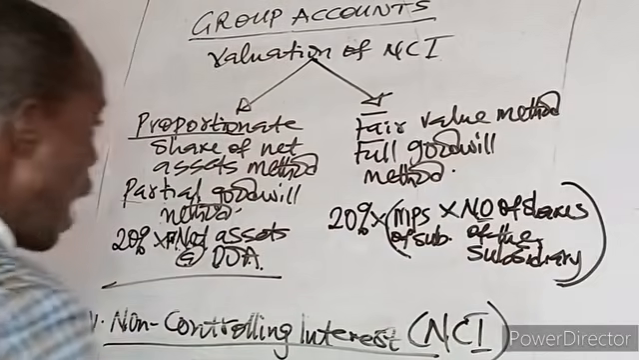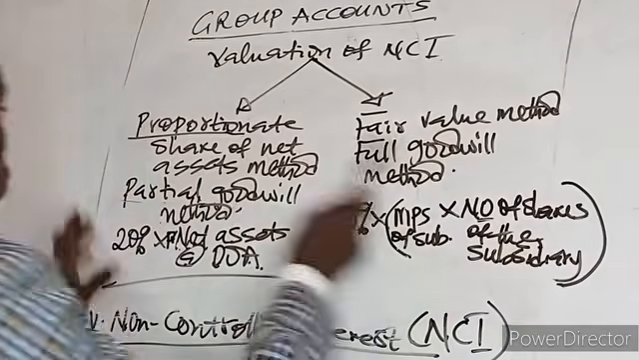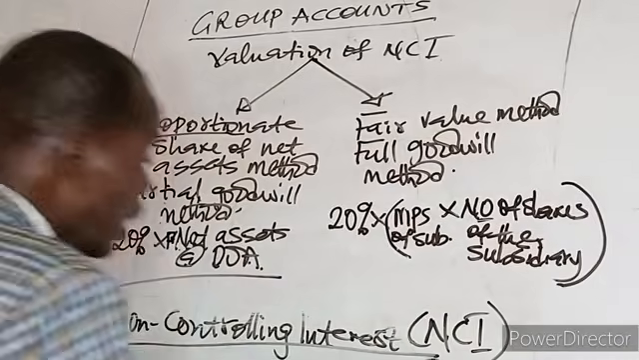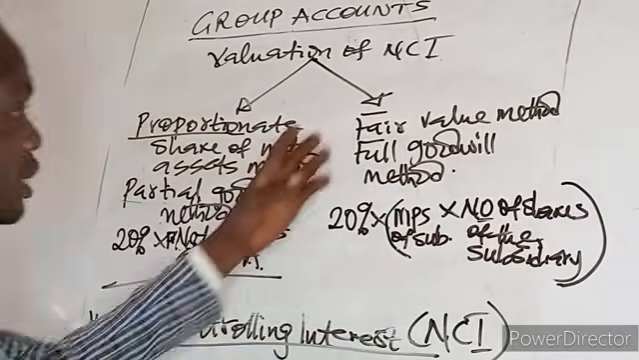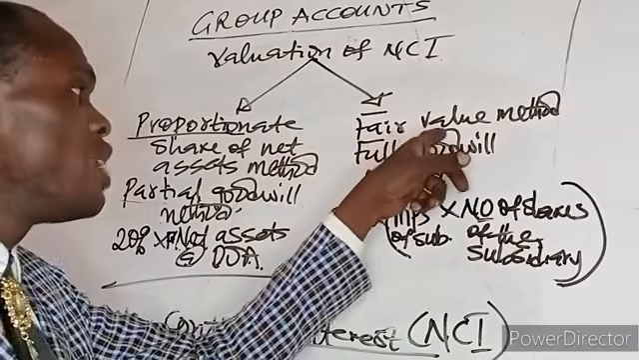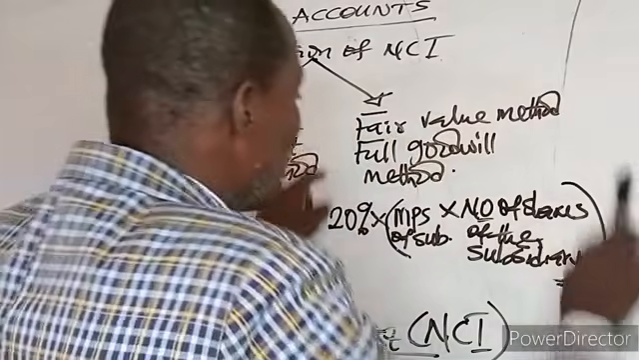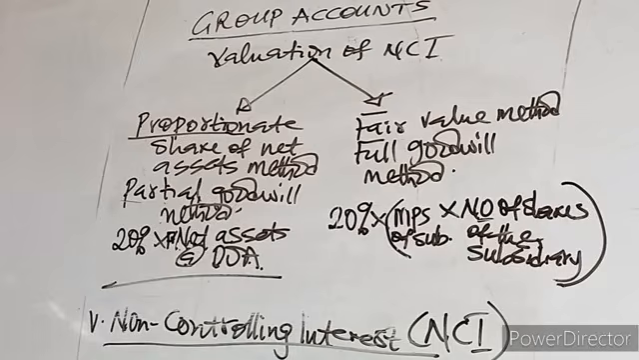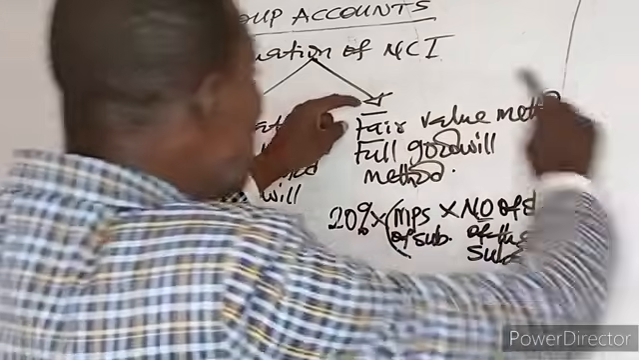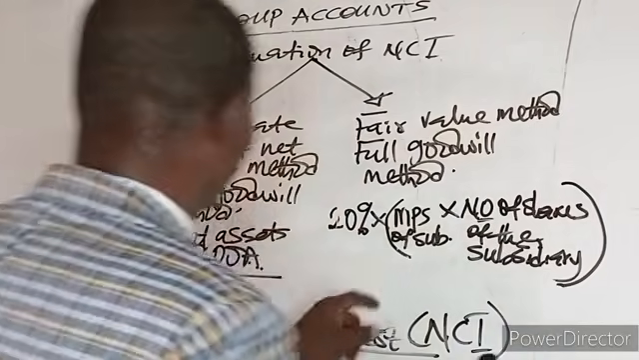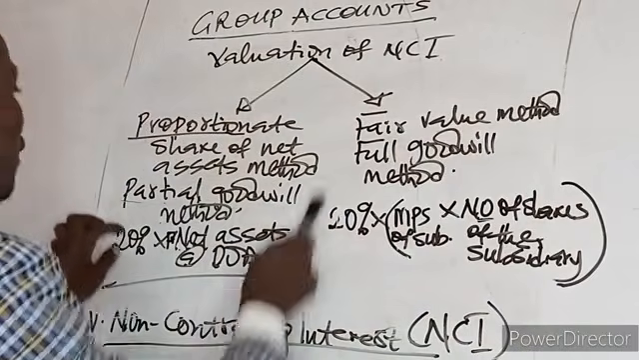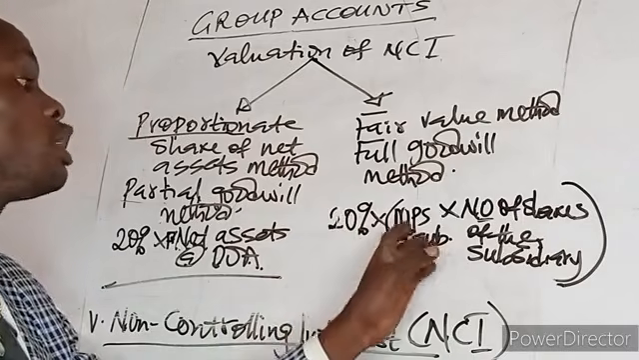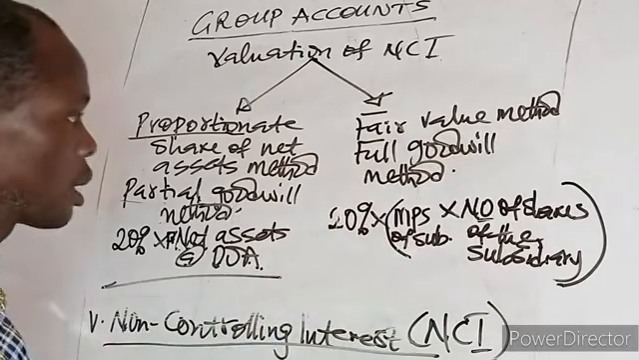In accordance with IFRS 3, these are the two policies that hold on NCI, and this policy will equally affect the calculation of goodwill. I want you to note that the goodwill calculated under the fair value method will be greater than the goodwill calculated under the proportionate share of net asset. The amount by which the goodwill under the fair value method exceeds the goodwill under the proportionate share of net asset is the goodwill attributable to non-controlling interest.